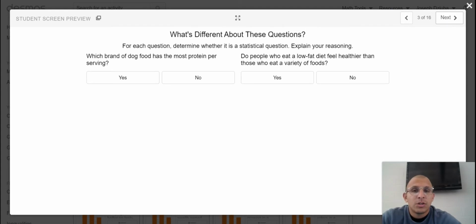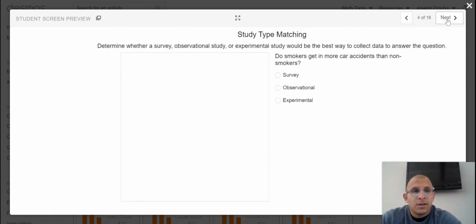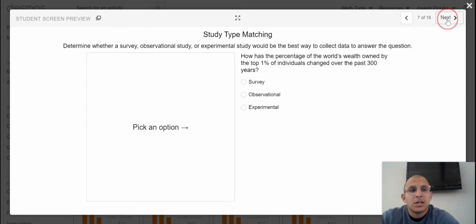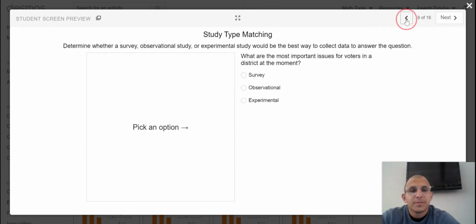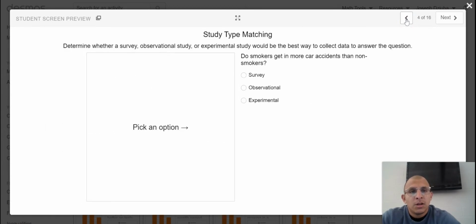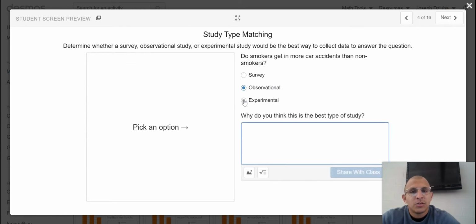We're tasked once again with determining whether or not these two questions are in fact statistical, and based on our responses, whether or not they can best be measured by a survey, an observational or experimental study. And repeatedly throughout the next 5 or 6 slides, you will have various statistical questions where you will decide whether or not a survey, an observational, or experimental study is the best type of study.